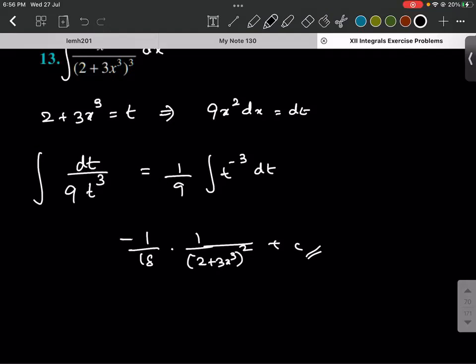x power n plus 1 by n plus 1. So minus 1 by 18 into 1 by (2 plus 3x cube) the whole power 2. Achha.